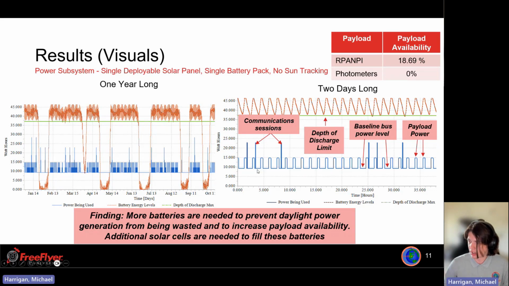You can see the baseline value of the bus and little spikes from the RPA and PI payload, with the largest spikes here being communication sessions, since our radios draw a significant amount of power. The main finding based on this was that we're going to need more batteries and more solar panels to operate both payloads on a regular basis.